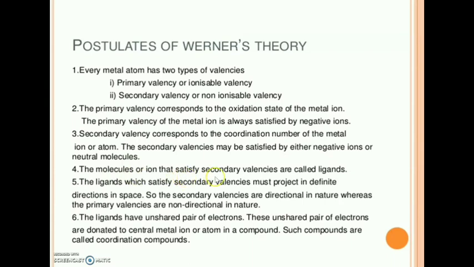And the molecules or ions that satisfy secondary valency are called ligands, and ligands which satisfy secondary valencies must project in a definite direction in space, so that secondary valencies are directional in nature, whereas primary valencies are non-directional in nature. And the ligands have unshared pairs of electrons, and these unshared pairs of electrons are donated to the central metal ion, forming coordination compounds. That's all about Werner's theory.